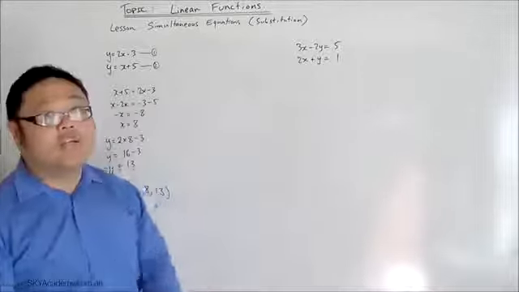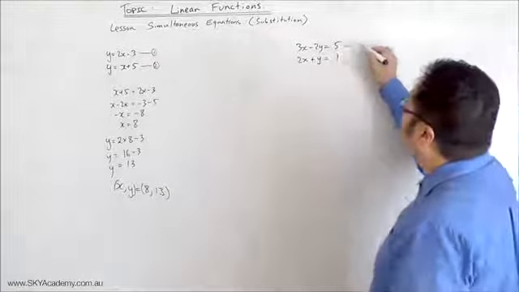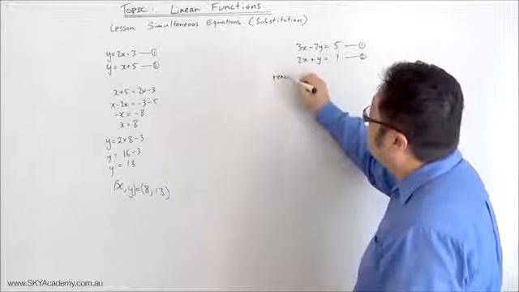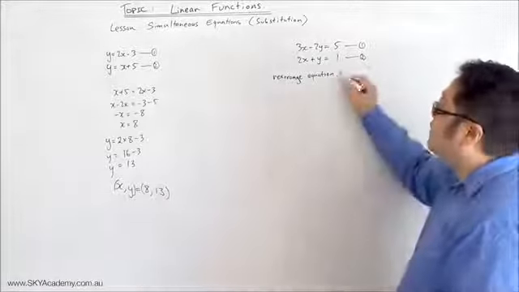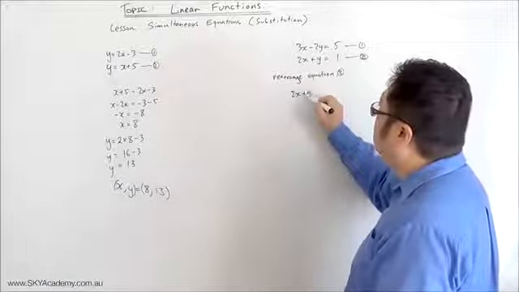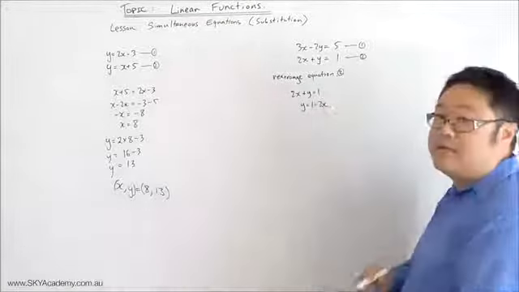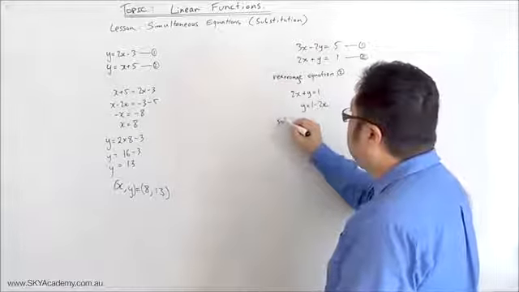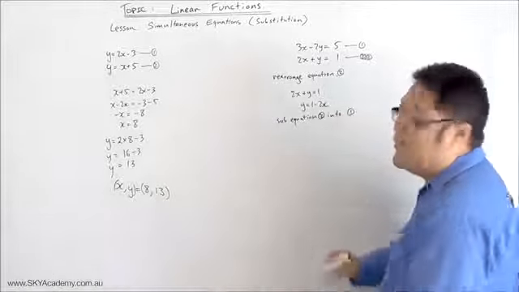Let's have a look at this equation. Let's call this equation 1, and let's call this equation 2. Rearranging equation 2 would be the first way to do it, and make y the subject of the formula. So 2x plus y equals 1 becomes y is equal to 1 minus 2x. Does that make sense? Cool. What we do then is sub equation 2 into equation 1.